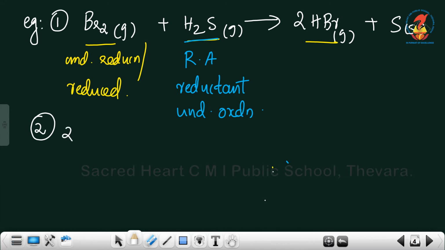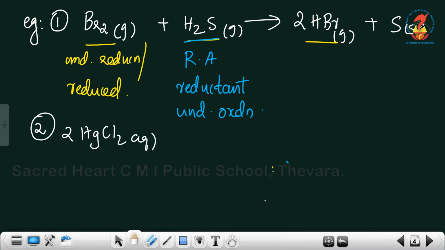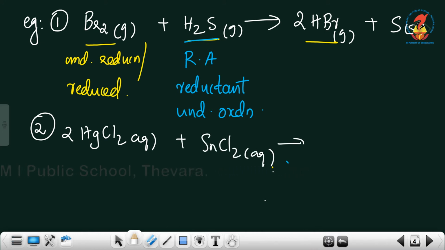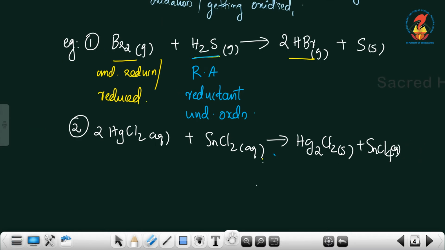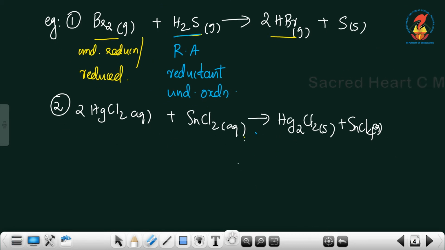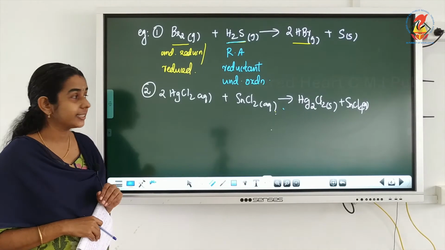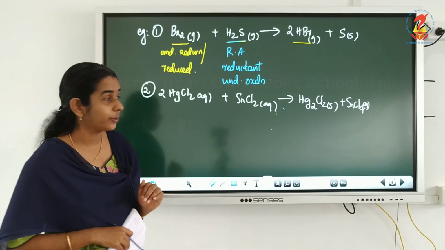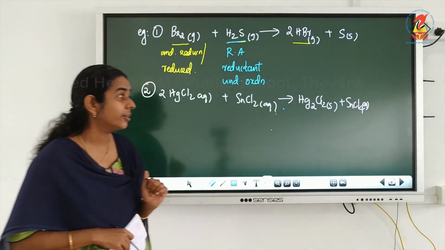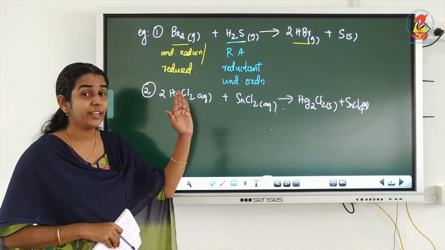Second example, 2HgCl2 aqueous plus SnCl2 aqueous giving Hg2Cl2 solid plus SnCl4 aqueous. Now see the next equation. How can we explain reduction based on the second equation? See the reactant side and product side. HgCl2 on reaction with SnCl2, that is stannous chloride, becomes Hg2Cl2 and SnCl4. Look at each and every species.